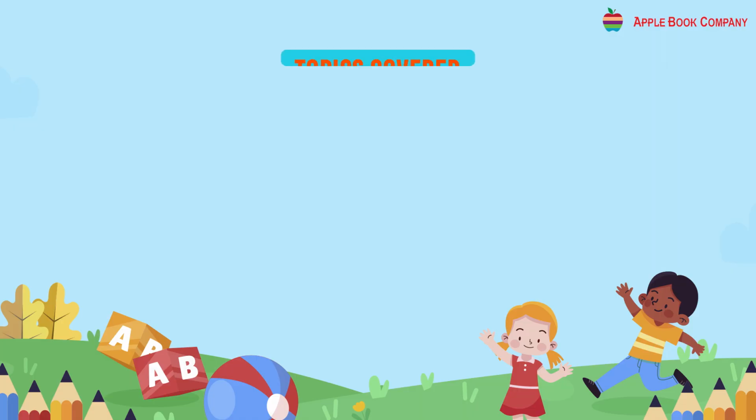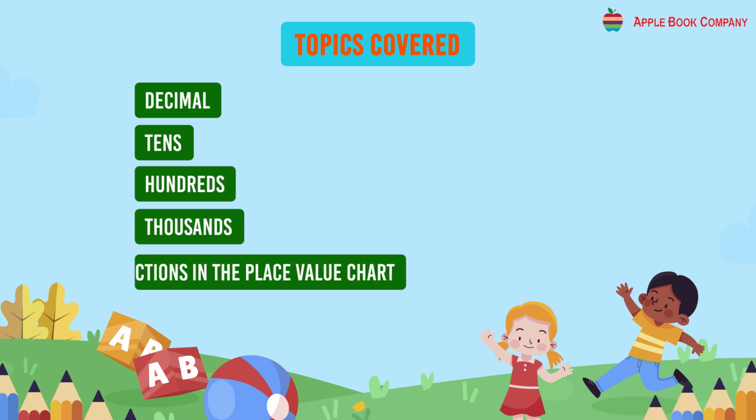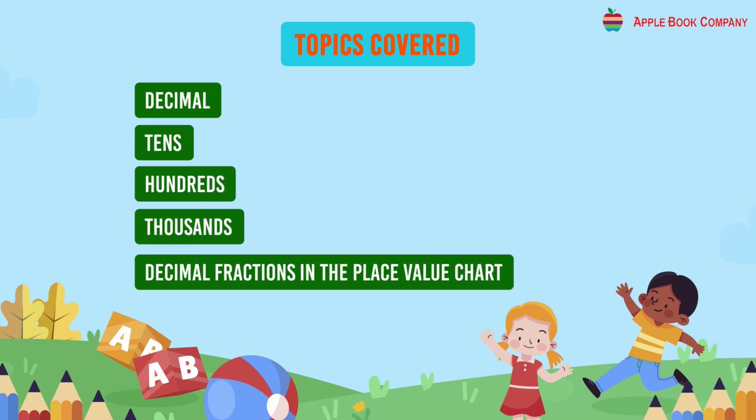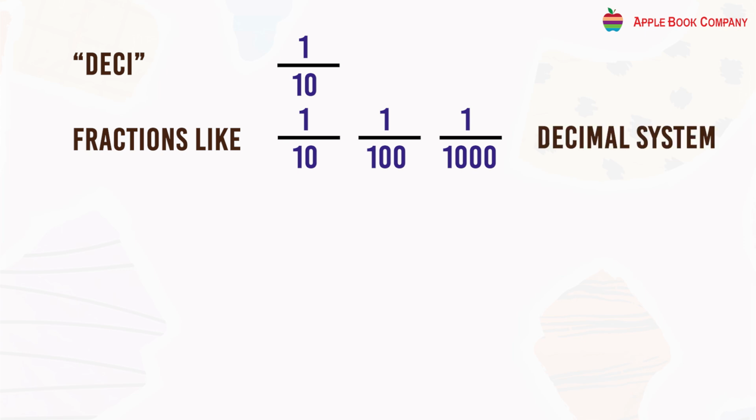Decimal. Topics covered: decimal, tens, hundreds, thousands, decimal fractions in the place value chart, expanded form. The word deci means 1/10, 1 by 10. Fractions like 1 by 10, 1 by 100, 1 by 1000 can also be written in a different style called decimal system. 1 by 10 can be written as 0.1.